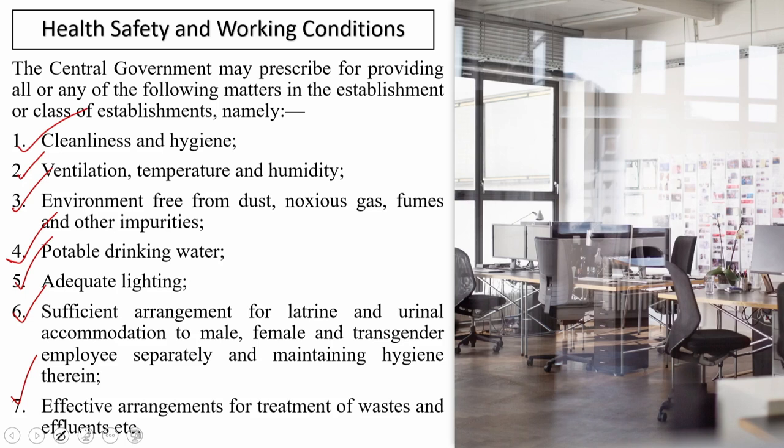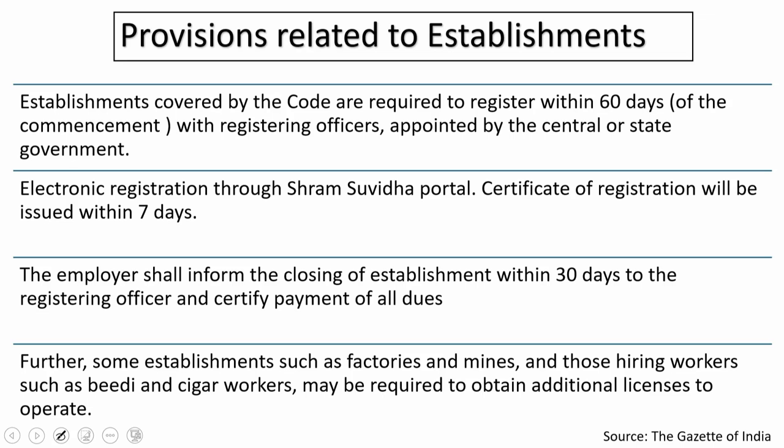Or there might be effective arrangements for treatment of waste and effluence, which we have already seen. Or there might be some critical aspects related to arrangements where, whatever the central government thinks is appropriate, it can bring in. So it is not an exhaustive list. There are certain factors which can also find inclusion when the government decides to include them.